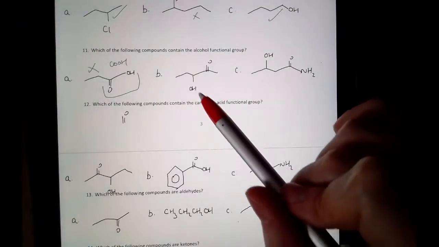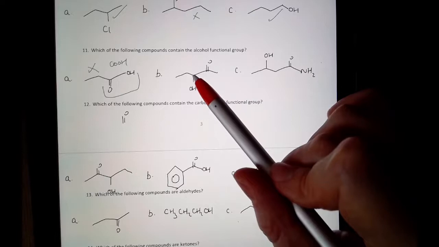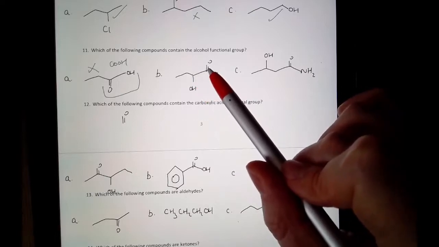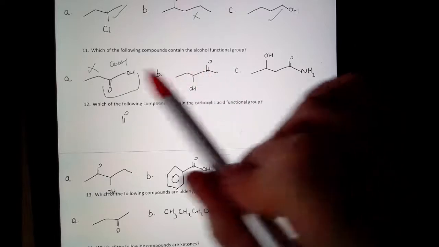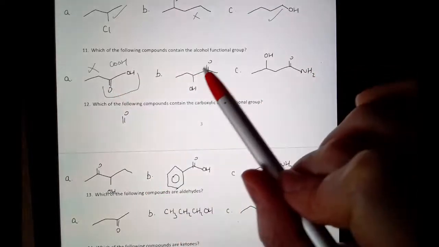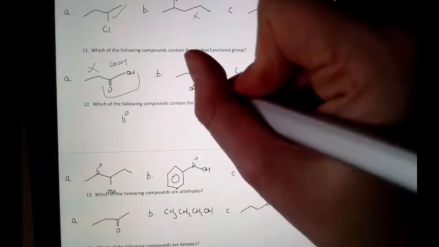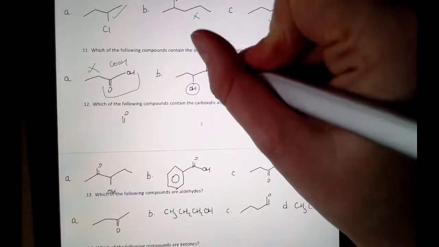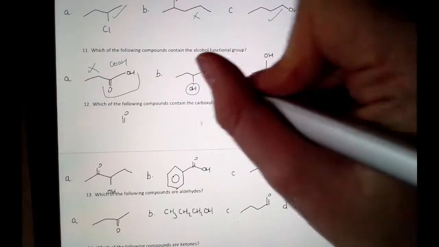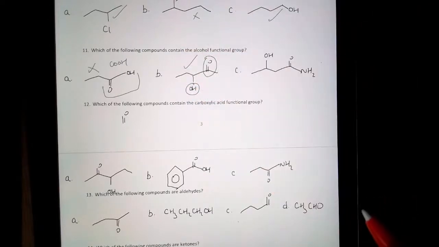In 11B, you've got an OH bonded to a carbon, but the double bond O is on the adjacent carbon. Here, they're both on the same carbon. Here, they're on adjacent carbons. That means you've got two separate functional groups. You have got an alcohol and you have got a ketone. Because I've got an alcohol, I'm going to give that one a tick.